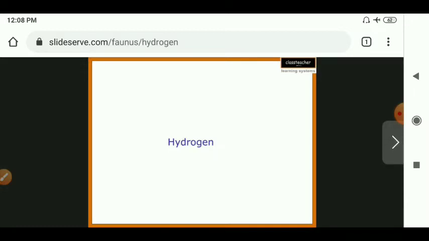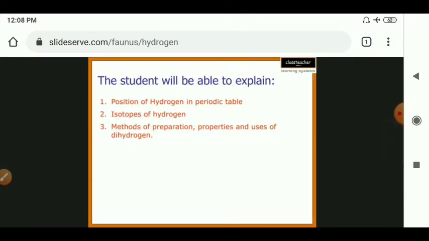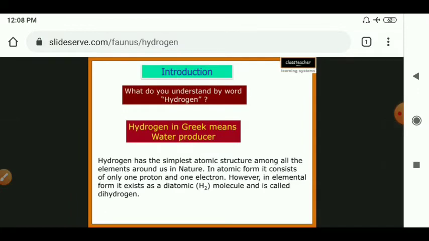Now, we will go to the lesson Unit 4 Hydrogen. In this video, we are seeing the position of hydrogen in the periodic table. Second, the isotopes of hydrogen. Third, the methods of preparation, properties and uses of dihydrogen. First, we will see a general introduction about hydrogen.